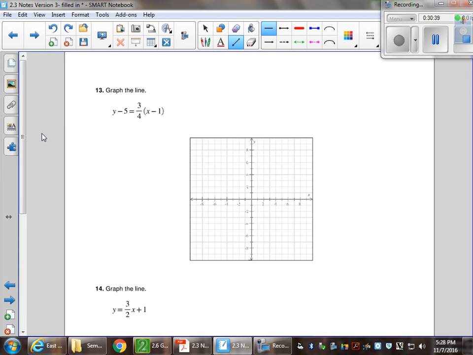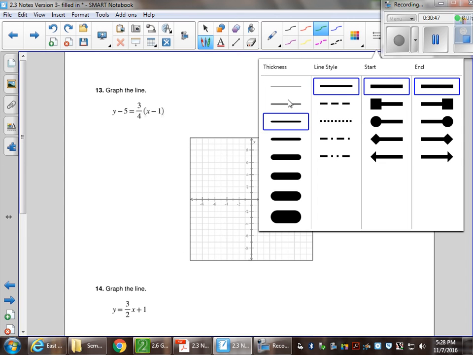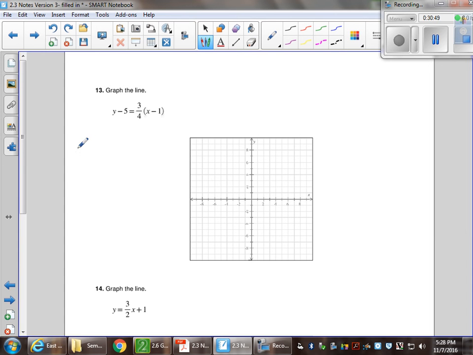13, point slope form. Okay, we've done 2 of these together. Try this one on your own. First of all, you should recognize it's point slope form. Now on your own, can you identify the point and the slope? Quick pause, try.